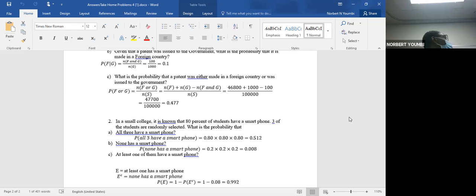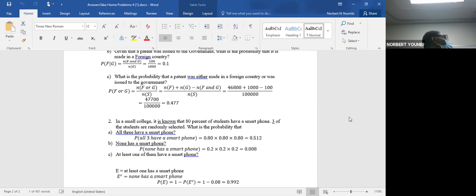So like in the college, if 80% of the students have a smartphone, and the probability that one of the students has a smartphone, isn't that just 80? We didn't say exactly one. At least one. So it could be 2. It could be 3. If you say exactly 1, then out of 3, you should also know that 2 did not have. And that will be taken into account.